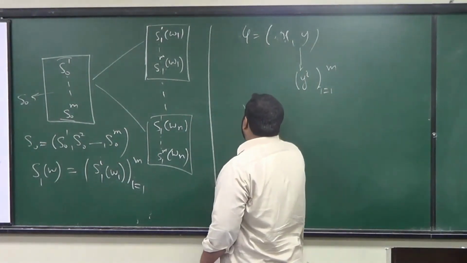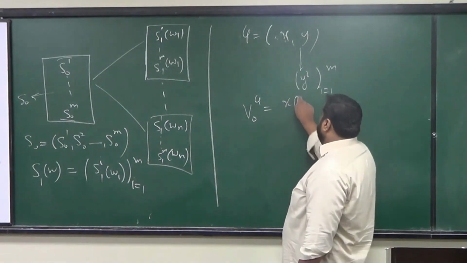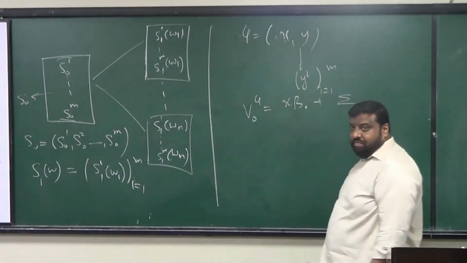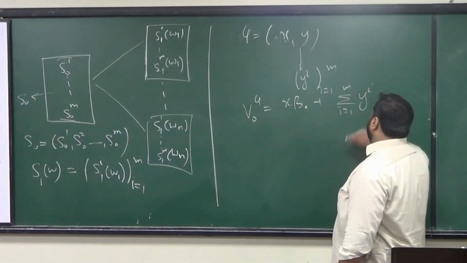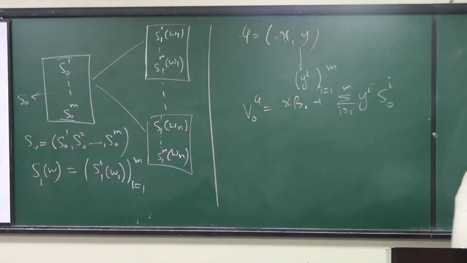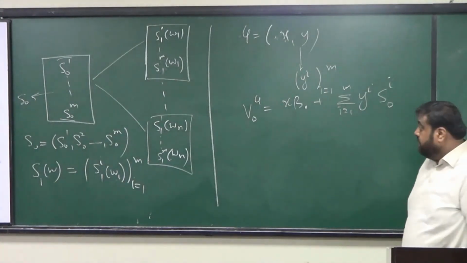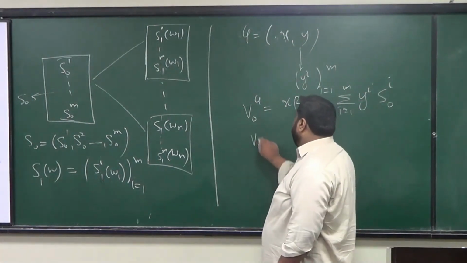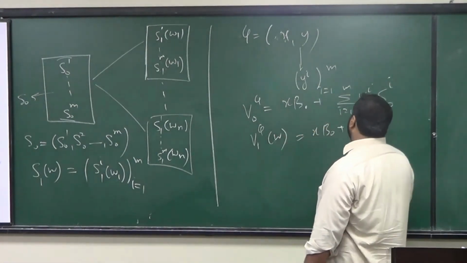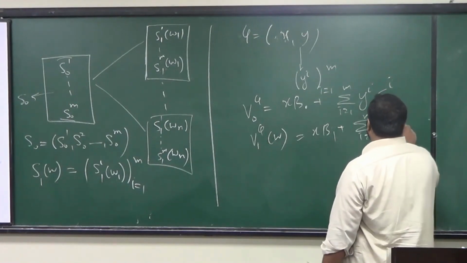And what should be the value of this portfolio at time 0? X times the bond value plus the sum over i equal to 1 to m of Y_i times S0 i. A linear combination. And what would be V1 of phi, for example, at omega? It's going to be X V0 plus the sum over i equal to 1 to m of Y_i times S1 i of omega.